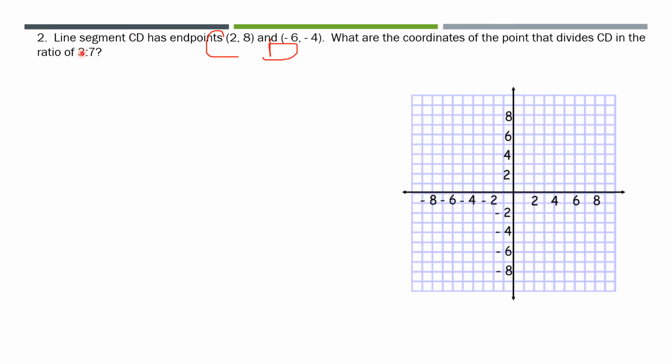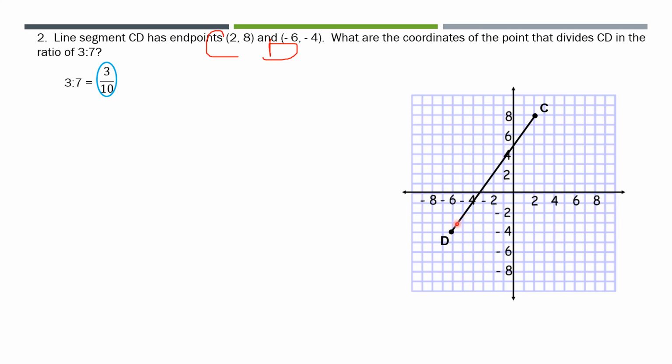So we need to convert 3 to 7 to a fraction, and we need to graph the segment. It doesn't matter which one you do first. Again, I'm going to convert first. So my ratio is 3 to 7. So 3 plus 7 is 10. So my fraction that I want is 3/10. I'm now going to graph point C at 2, 8 and D at -6, -4, making sure that I'm labeling my endpoints. So draw the entire segment, please.